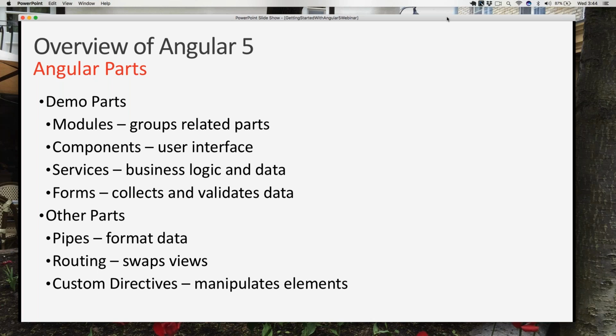Then we have routing. Routing is basically the ability to swap views based upon the URL, although in some routing systems the URL is kind of optional, but you can basically swap views. And then finally, custom directives, which are really nothing more than, because components themselves are also directives, they're just a special kind of directive.